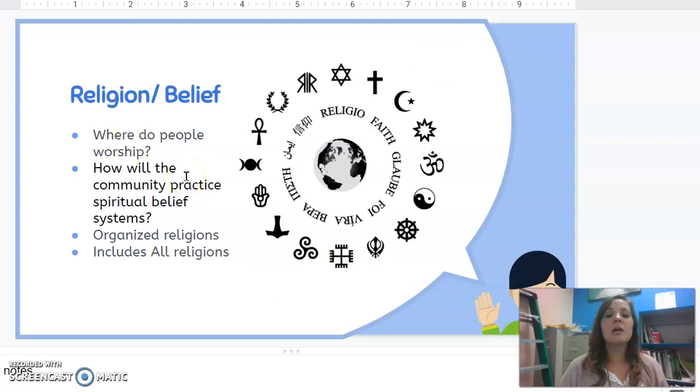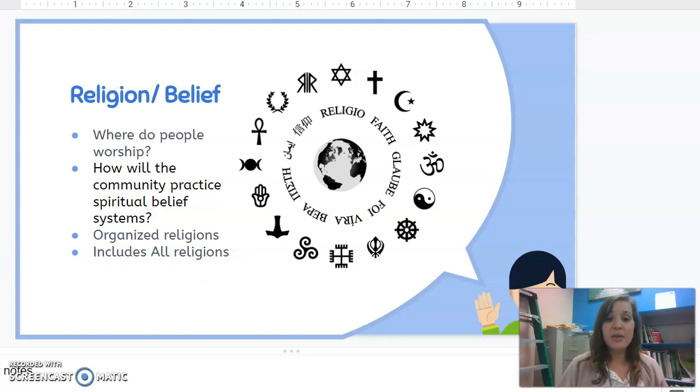All right, our next part of our institutions is religion or belief. So think about, where do people worship? Okay, is there a location, a building on your island? How will the community practice their spiritual belief systems? Okay, now it could be an organized religion, or it could be just kind of a personal one where we don't really have a name for it, but people have their own beliefs. It's not coming from a specific organized religion such as Christianity, Catholicism, Islam, Hinduism, Buddhism. Okay, you get to decide what kind of belief system your island country has.